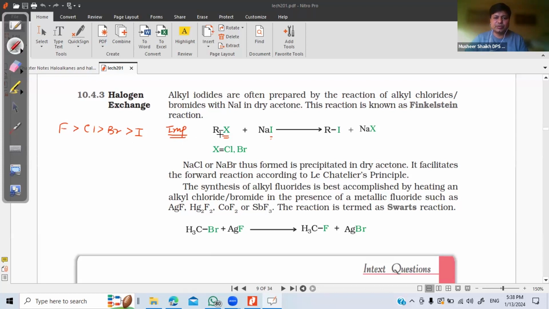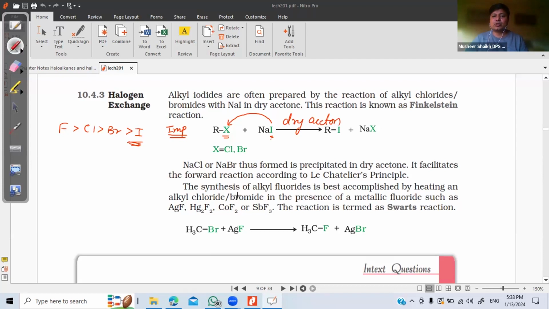But in this reaction, if you see, iodine is less reactive. Of all the halogens, it is the least reactive. But what it is doing is displacing the more reactive element, and that is the beauty of this reaction, which is why it is very important. Here the less reactive element is displacing the more reactive element. So we do not have to focus much on the mechanism, but here we have to use acetone.